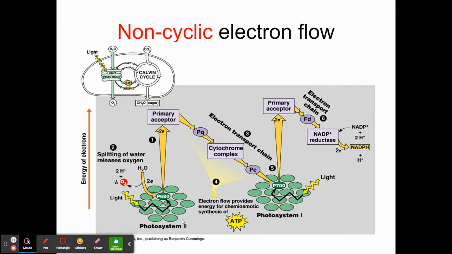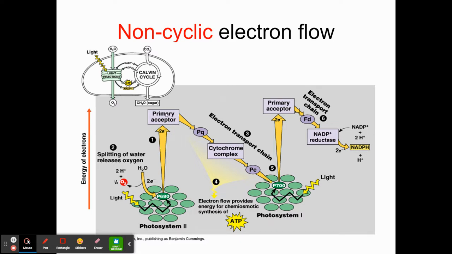So again, the photosystems are clusters of chlorophyll molecules. And so light energy is going to come in. It's going to basically bounce around, excite a bunch of these electrons until 2 electrons get boosted up to a higher energy level.